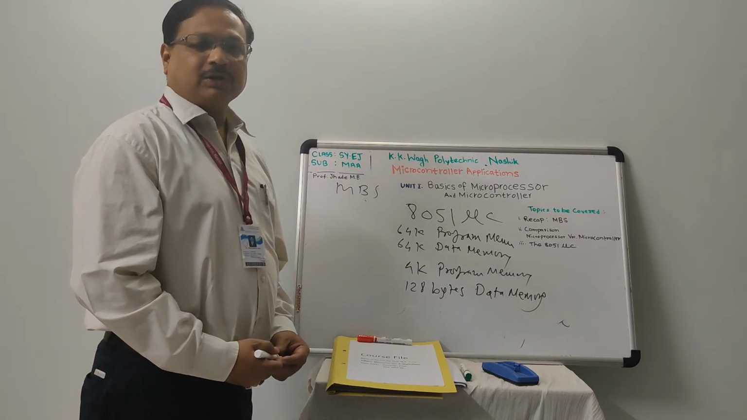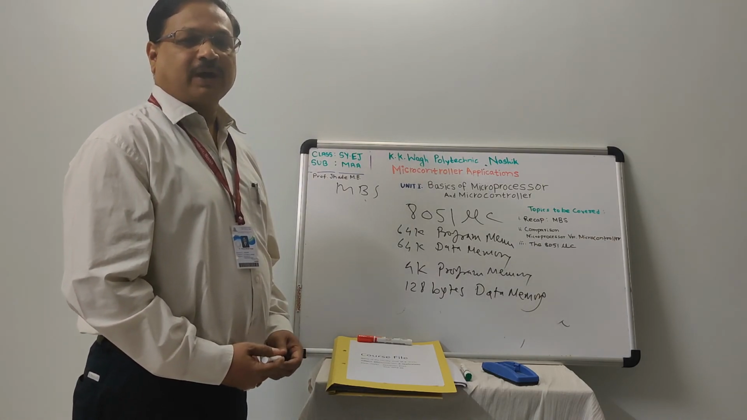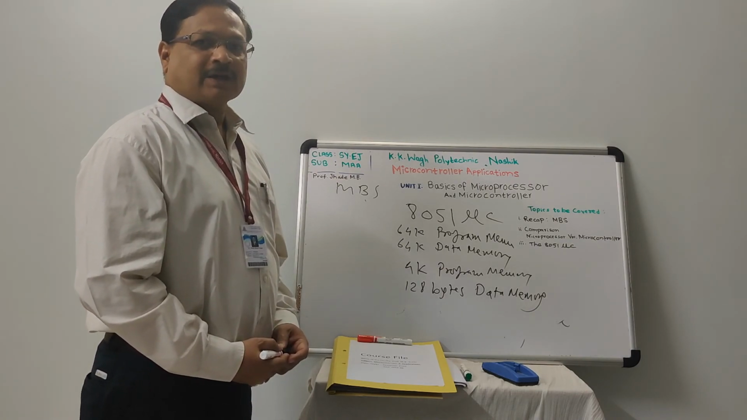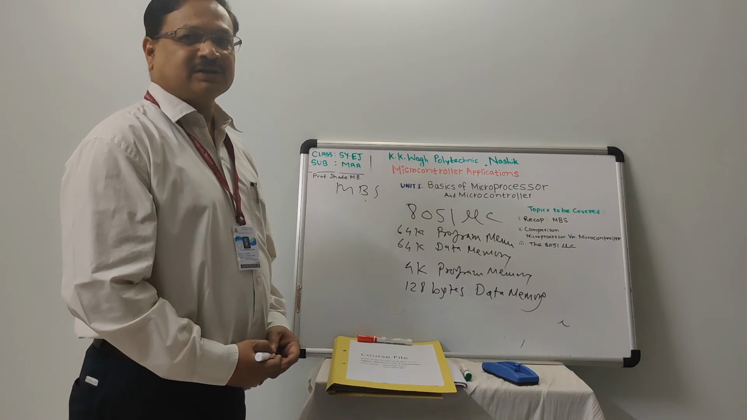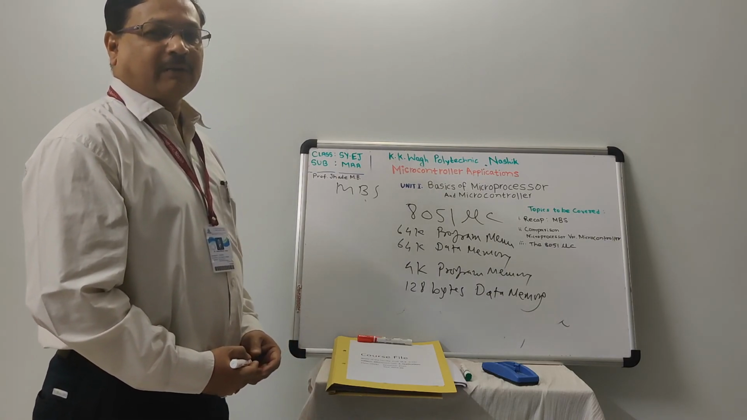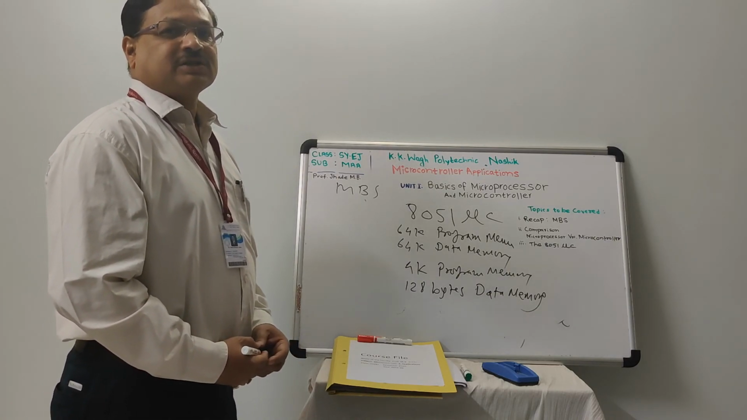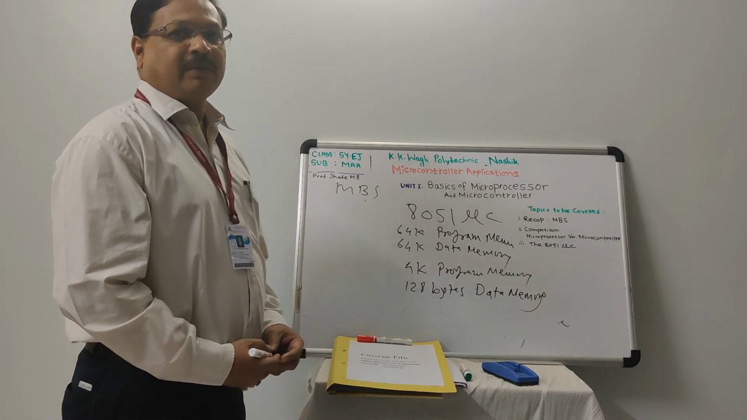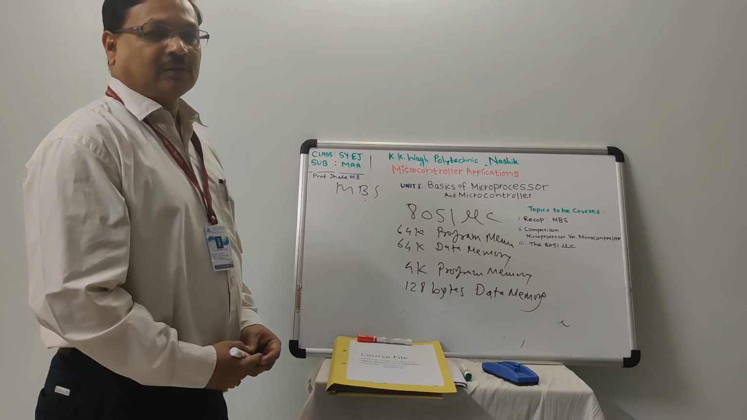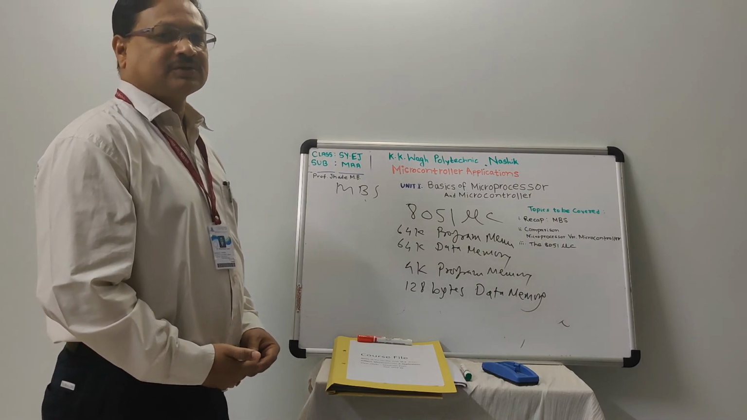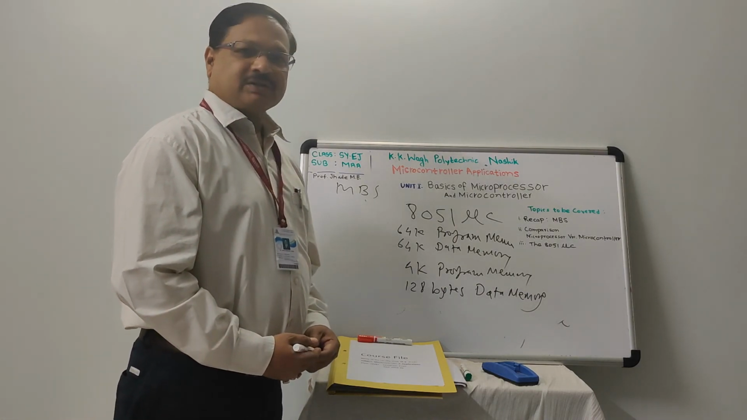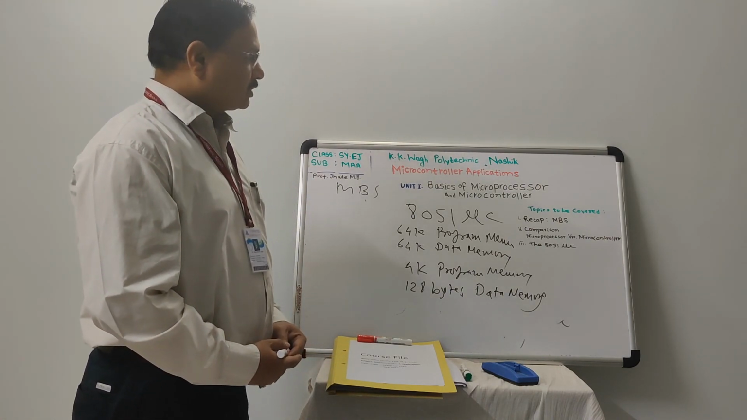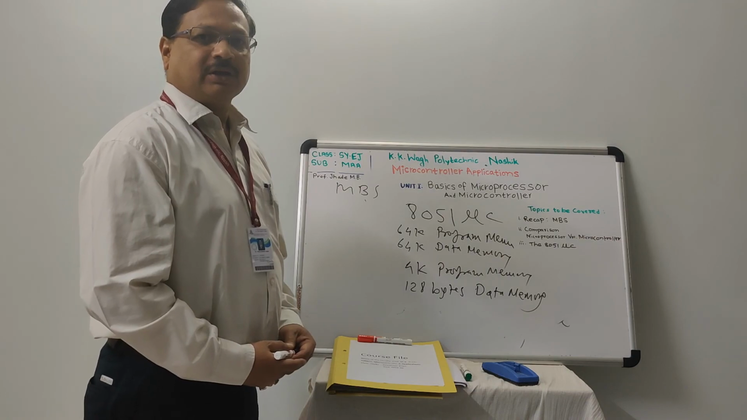So that is all about what the 8051 is and its various features. As far as the buses are concerned, in the 8051 there is a 16-bit address bus and an 8-bit data bus along with the various control signals. We'll discuss the pin details of the 8051 microcontroller in our next lecture.